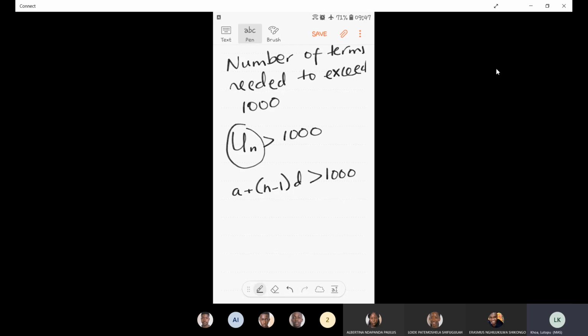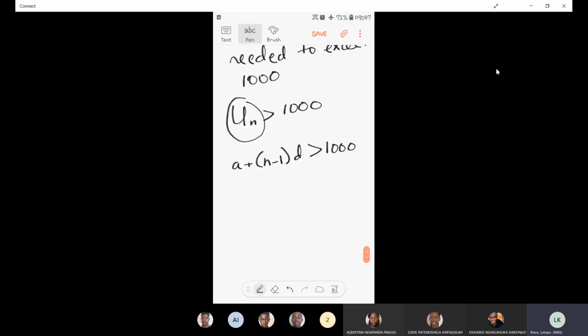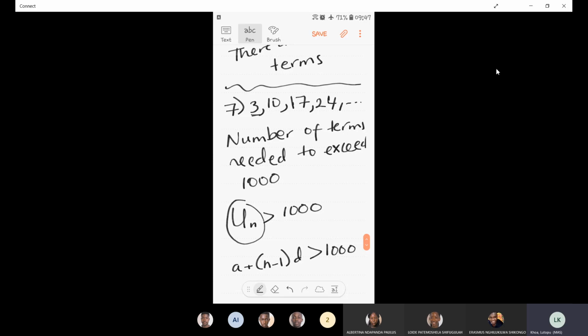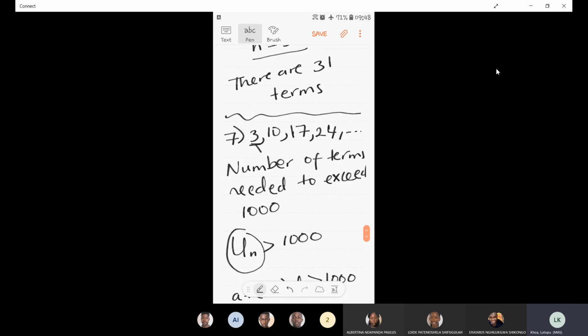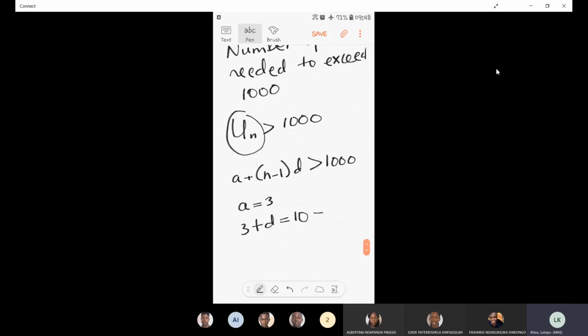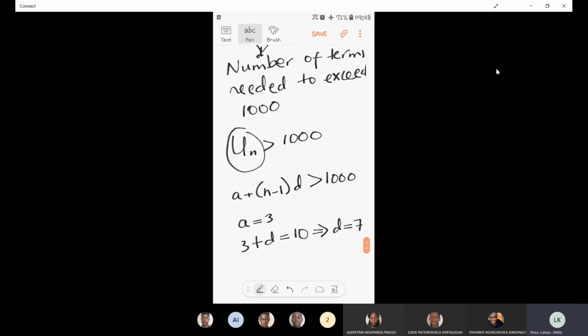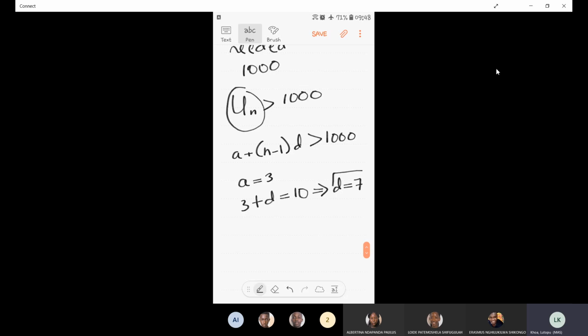So here from our sequence, we can see that A is 3. We say that A is equal to 3, and we know that 3 plus D is equal to 10. So 3, if I want to get the next term, I must add D. So I say 3 plus D is 10. This means that D is equal to 7. So I have my A and my D. I will just substitute them over there.